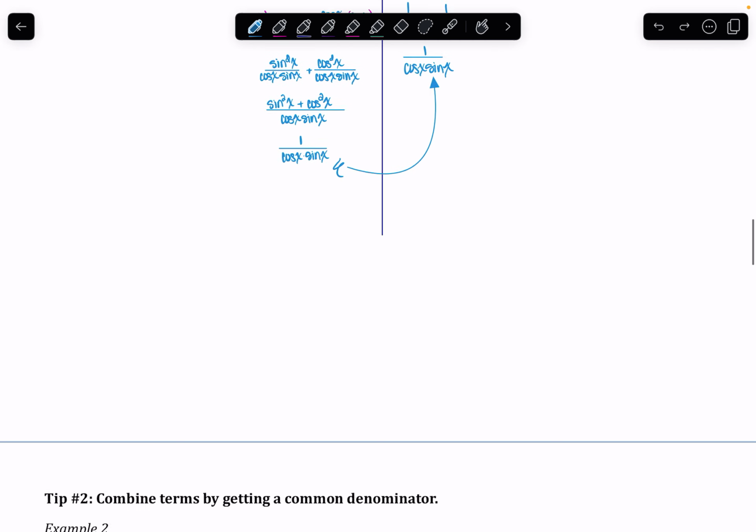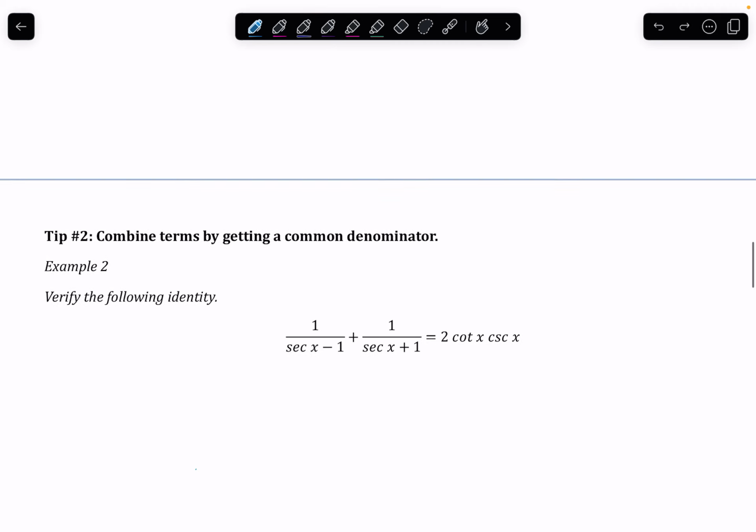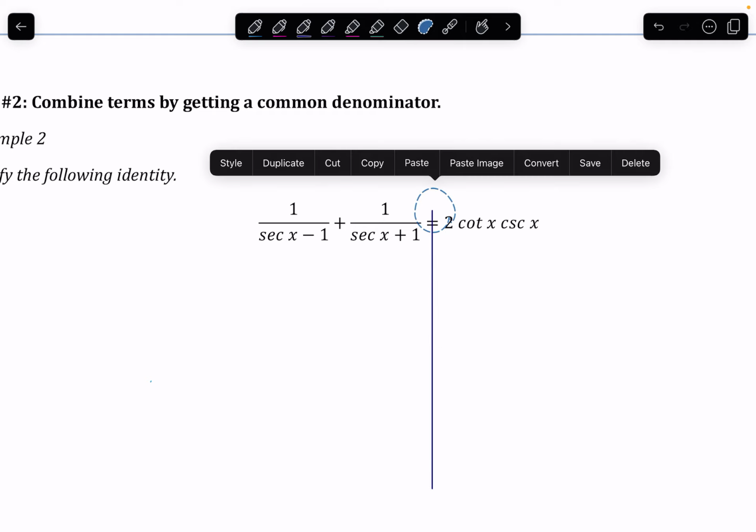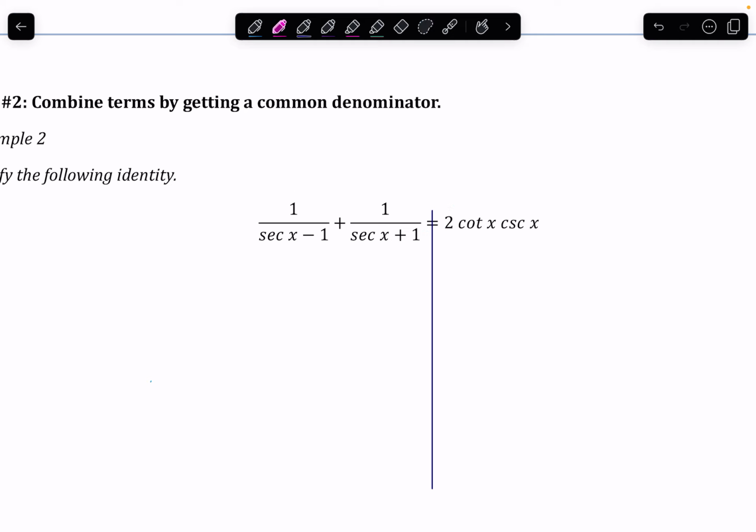Next one. Tip number 2 is to combine terms by getting a common denominator. We just did that, but it's a good strategy when you don't know where to start. So I'll get my line. The left side is 2 separate fractions. The right side is 1 single term because everything's attached with multiplication. So that's why getting a common denominator on the left side would be a good idea.